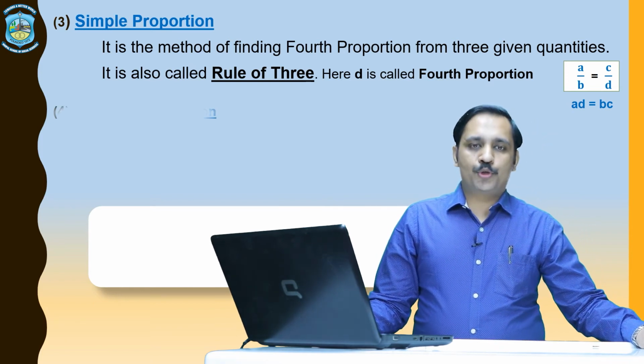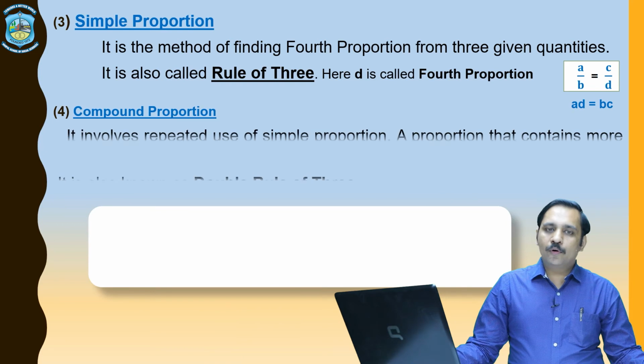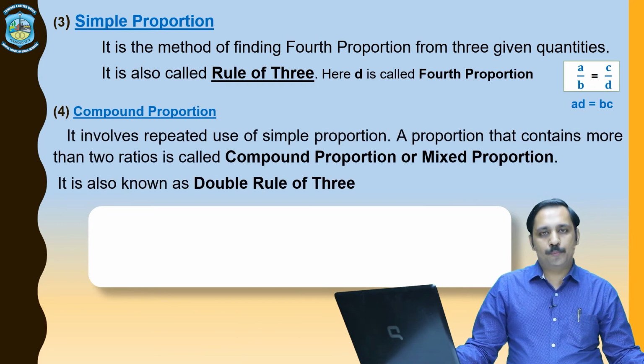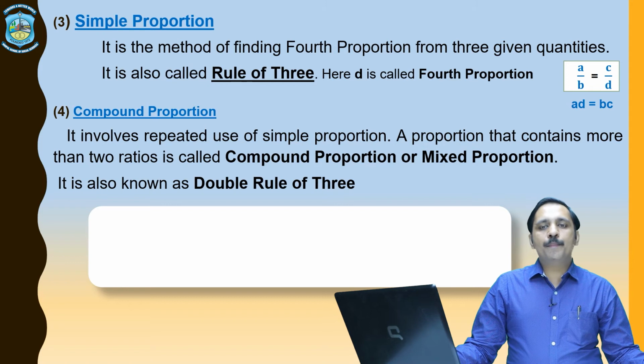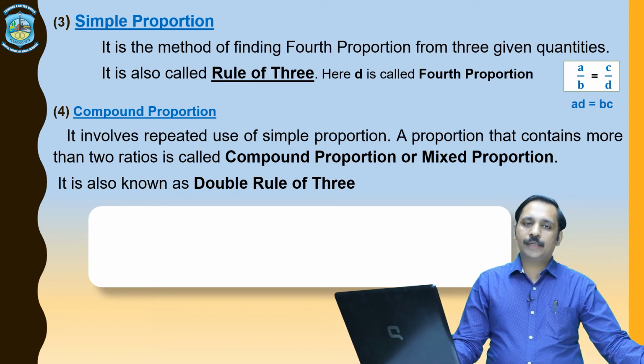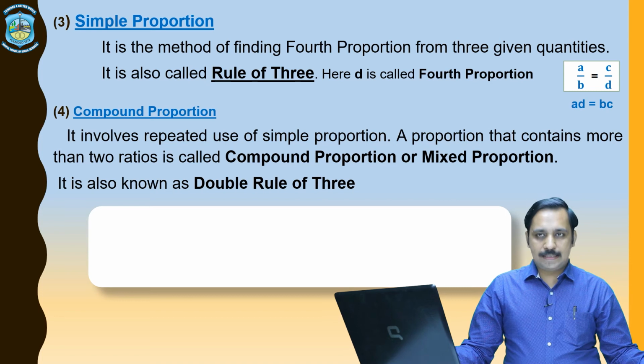The next type of proportion is compound proportion. It involves repeated use of simple proportions. A proportion that contains more than two ratios is called a compound proportion. Compound proportion is also known as mixed proportion, and for solving this we have to follow a rule which is based on rule of 3 and is known as double rule of 3. We represent compound proportion like this.